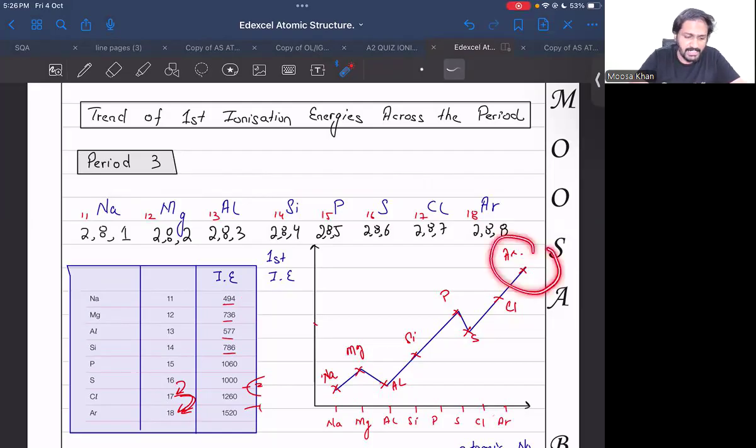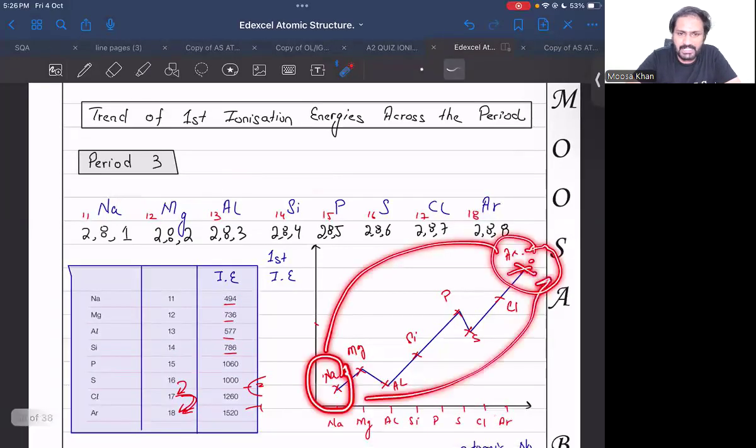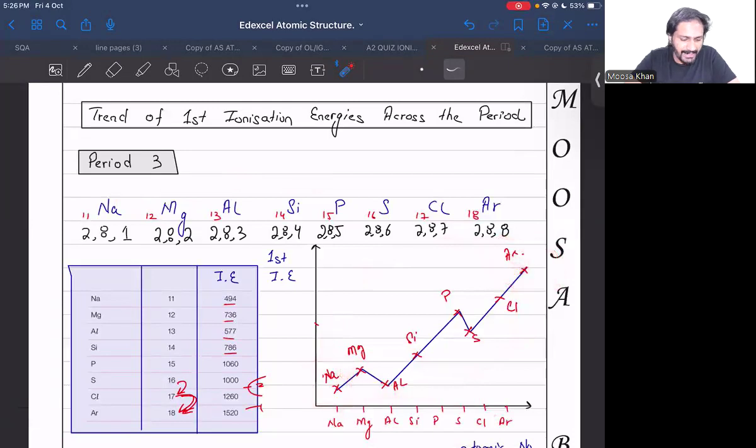If you see the first ionization energy of argon, which is the last element of period 3, and compare it with sodium, which is the first element of period 3, of course, there is a massive increase from sodium to argon. But we were expecting this trend to be exactly a straight line. It should have kept on increasing from sodium to magnesium, aluminum, silicon, phosphorus, sulfur, chlorine, argon. But we can see there are two dips or two anomalies, from magnesium to aluminum and from phosphorus to sulfur.